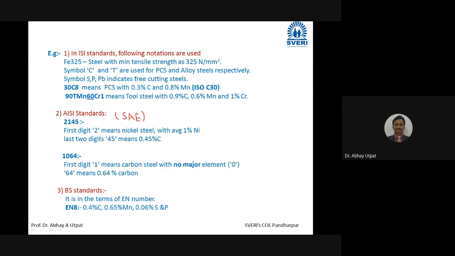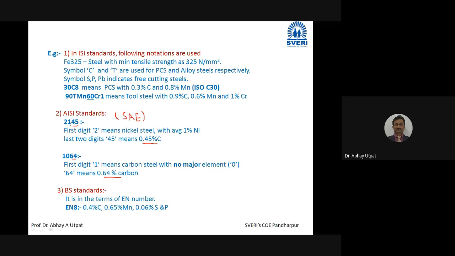What is the logic for these numbers? I will start with the end. The last 2 digits are 100 times the percentage of carbon. I repeat, the last 2 digits are 100 times the percentage of carbon. For example, in this case, 45 are the last 2 digits, and 64 are the last 2 digits. So 45 divided by 100 is 0.45, that is 0.45% carbon. Here it is 0.64% carbon in the second case.